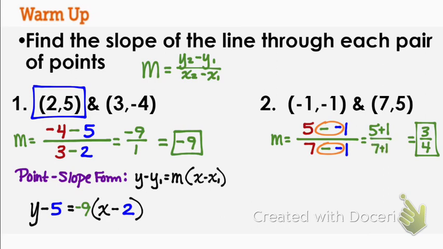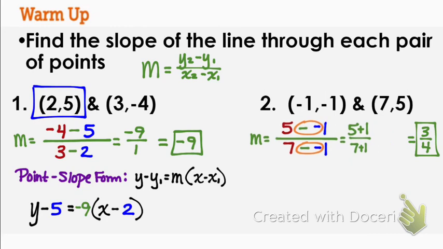What is 5 plus 1? 6. 7 plus 1? 8. What can I do to both of those numbers? Not by 10, by 2. Divide them both by 2. 2 goes into both of those numbers evenly. And so that's how we got 3/4.